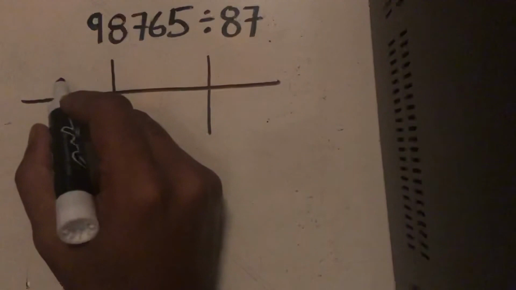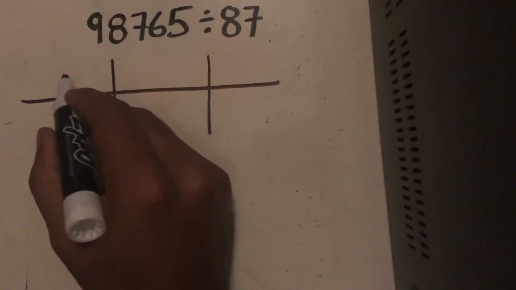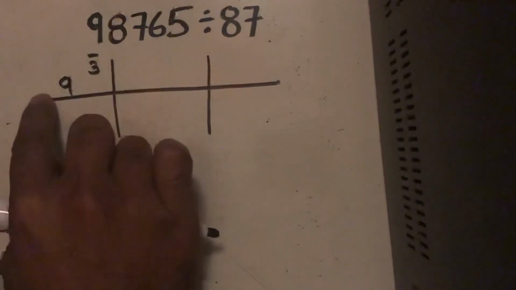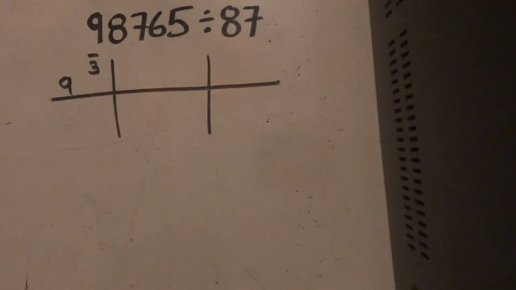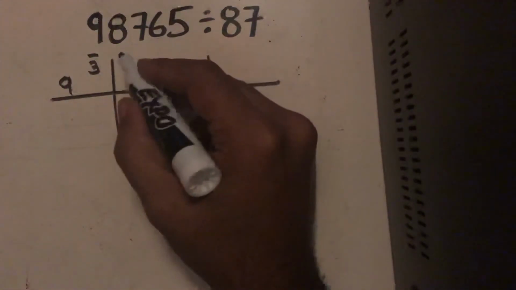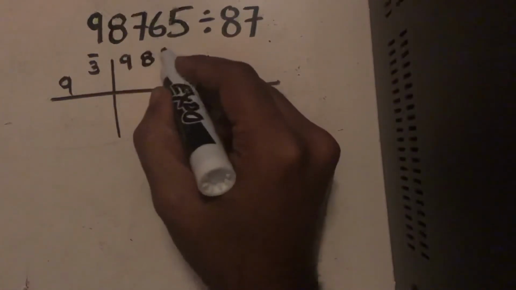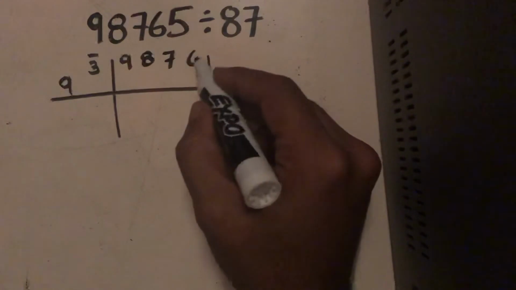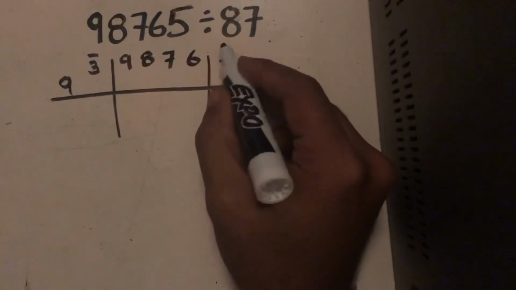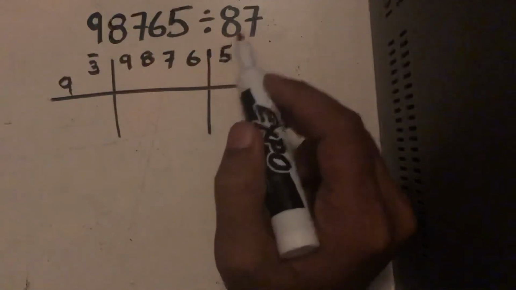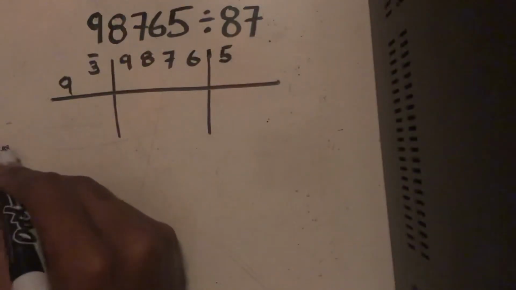Now, 8 goes right here, but instead of putting 8, 7, I'm going to put a 9 and then a 3 vinculum. That represents 90 minus 3. So that's still 87. Then I have my 9, 8, 7, 6, and then I have a 5 right here. However many digits there are here, there are over here. So I'm going to do the steps over here, okay?